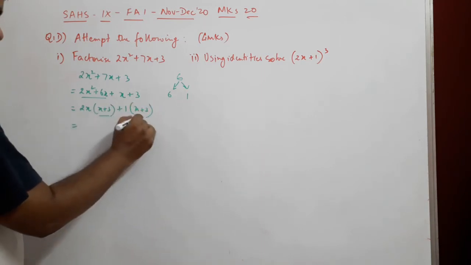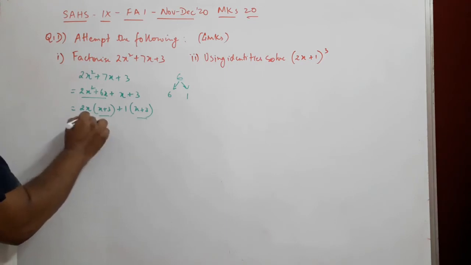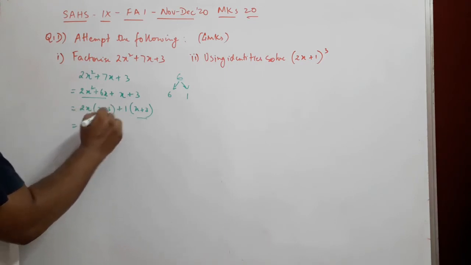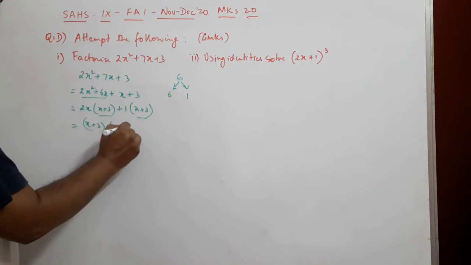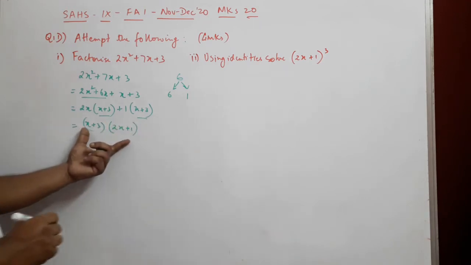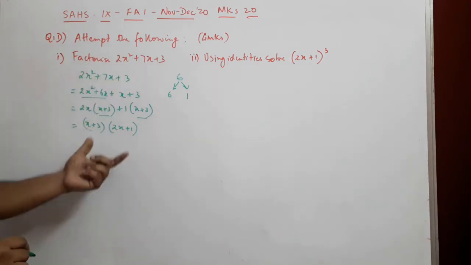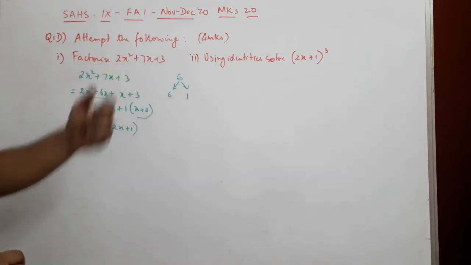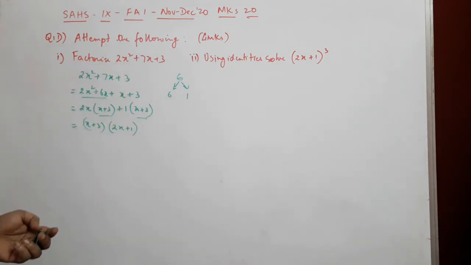I take what is common next, which is x plus 3, and we write in the next bracket what is left, which is 2x plus 1, and these are our factors of 2x square plus 7x plus 3.